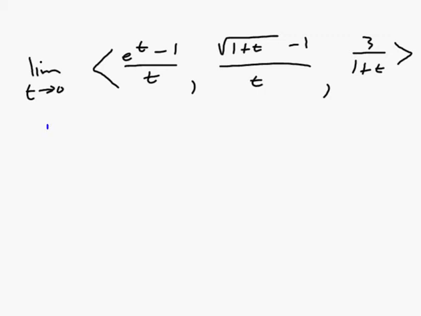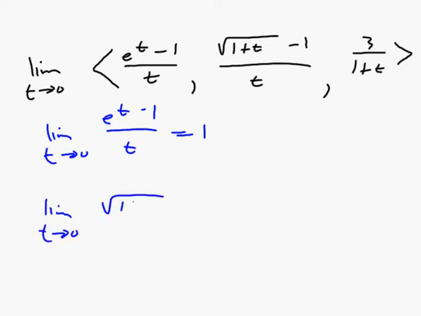So the first limit is the limit as t goes to 0 of e to the t minus 1 over t. You may or may not know what that is, but that turns out to be 1. Okay, it actually is related to the derivative of e to the t at 0, but you can think about that for a minute. For the second one, the limit as t goes to 0 of the square root of 1 plus t minus 1 over t.